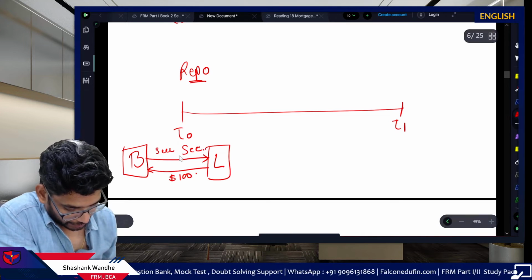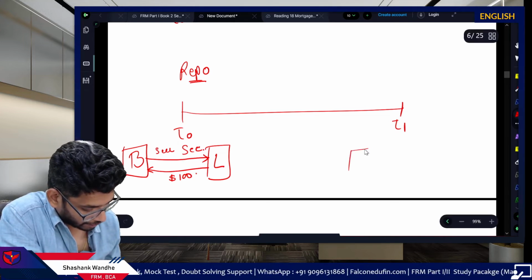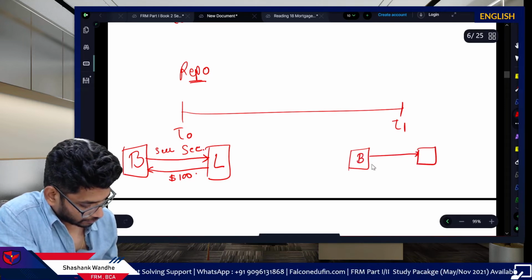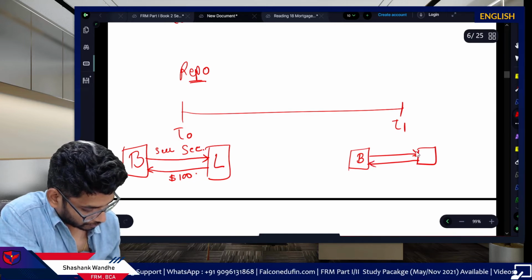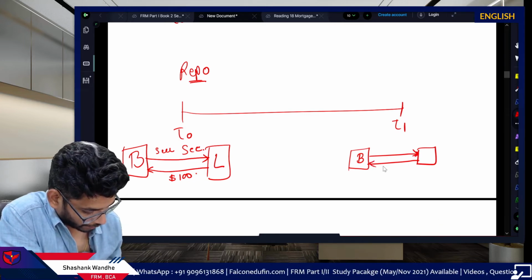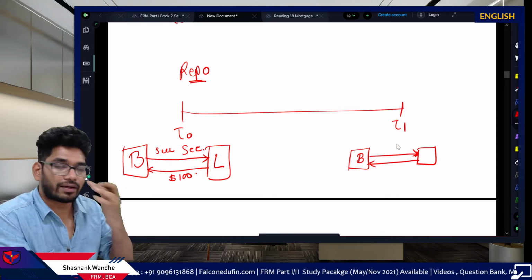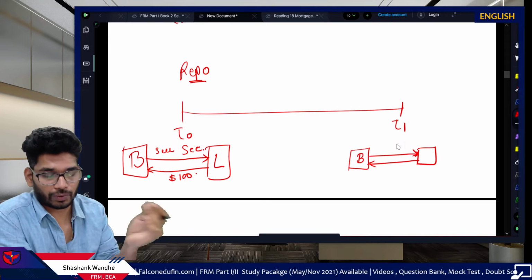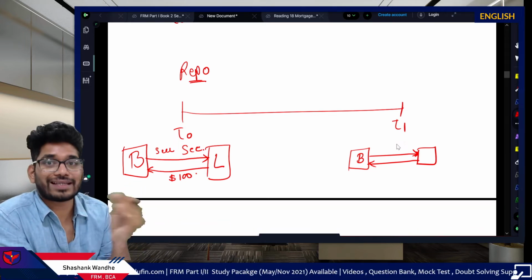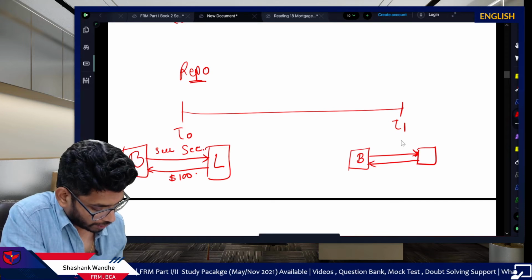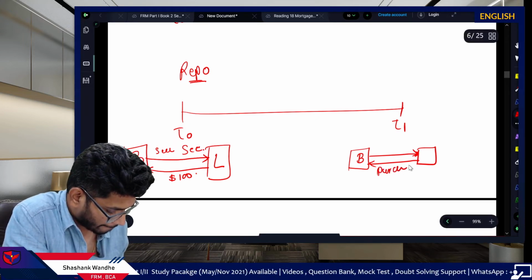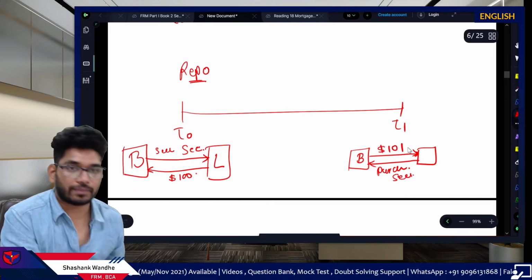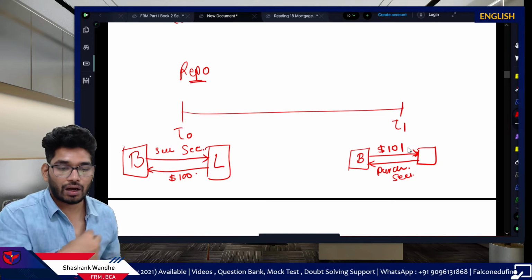Okay, and at time T1, there is a borrower and lender. Now they are reversing the transaction, right? The repo is borrow and like reversal of that borrow, right? But in the form of securities, the sale or purchase. This borrower will purchase his securities, but he will pay 101. That is something extra on the purchase price.